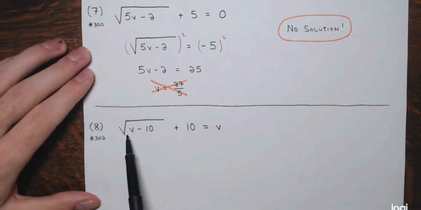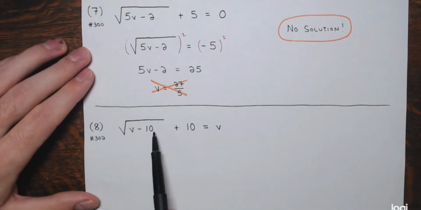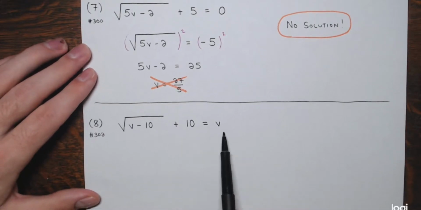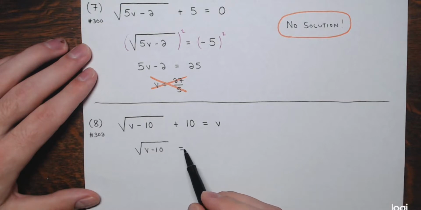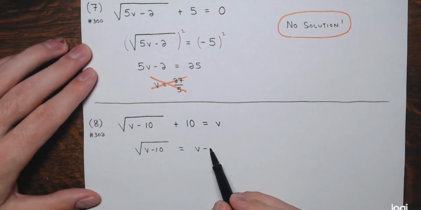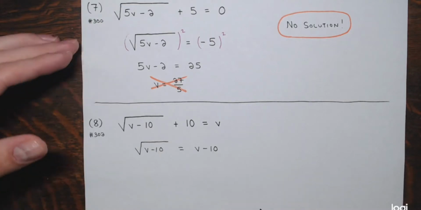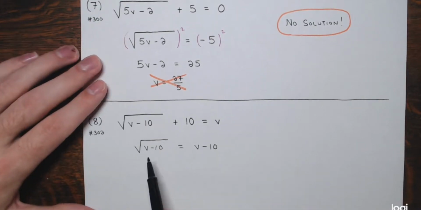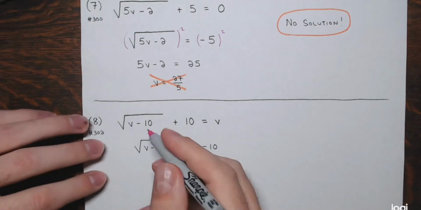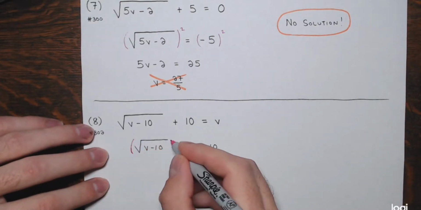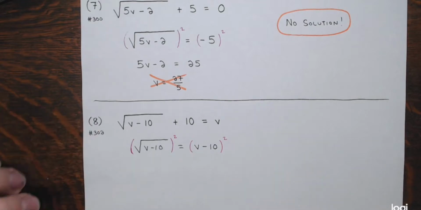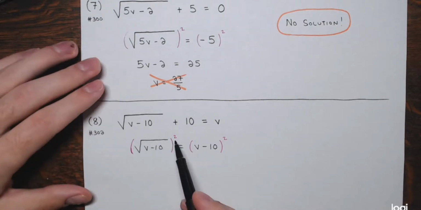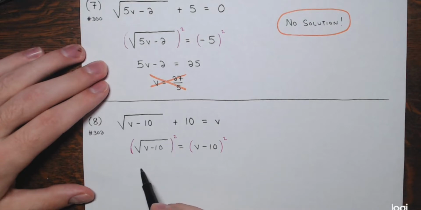So first I wish to isolate this square root, right? Isolate the radical. So first I would subtract 10. Right? So we have the square root of v minus 10 equals v minus 10. And then I undo the radical by squaring both sides. Alright, this one you got to be a little careful. Alright, this side, the radical is just undone, and you have v minus 10.